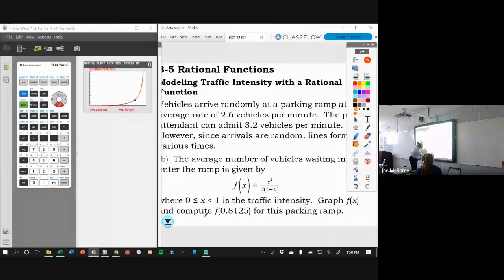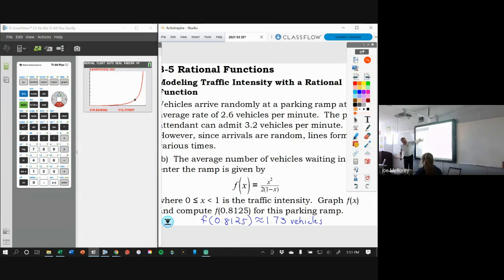I only use 1.75. So F of 0.8125 is about 1.73 vehicles. What that means is on average, when you pull up to this parking attendant, is there going to be a line? Not really. Might be one car already there, might be two cars already there. On average, it's about 1.73. Could be 6 cars there, could be no cars, but on average, it's 1.73 cars. Average, I don't like average, okay?